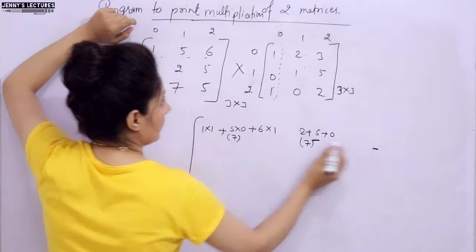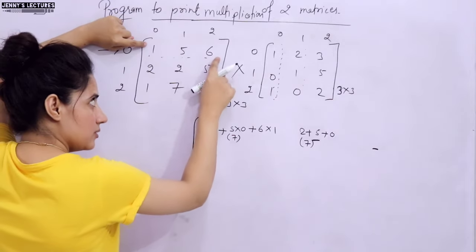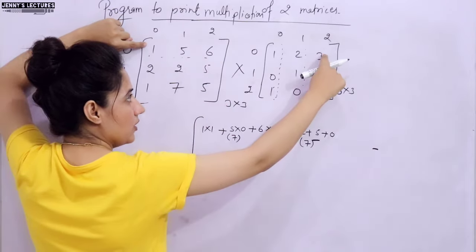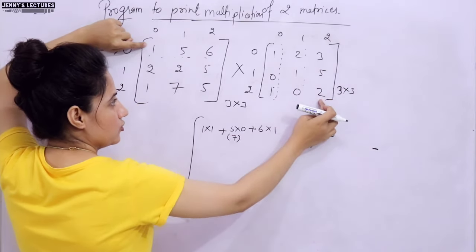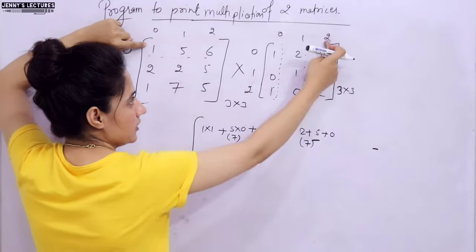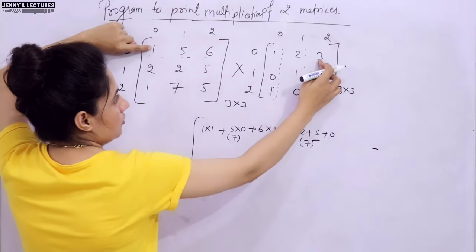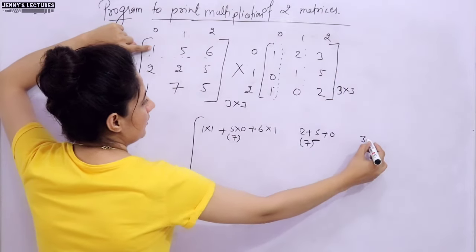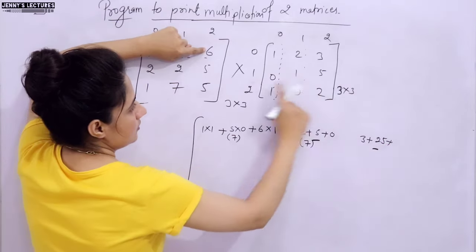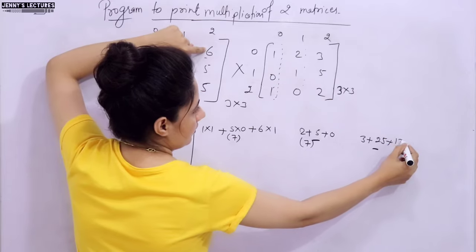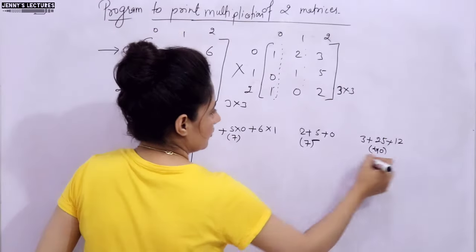Now for this element, the same row, and the column of the second matrix would be this one: the 0th row and the 2nd column. So 3 plus 5 into 5, 25, plus 6 into 2, 12, and here it would be 40.